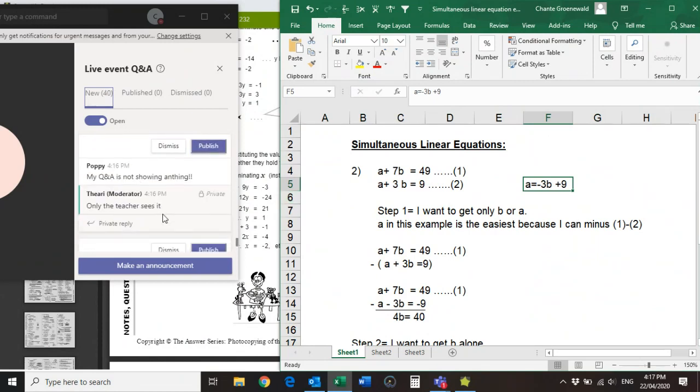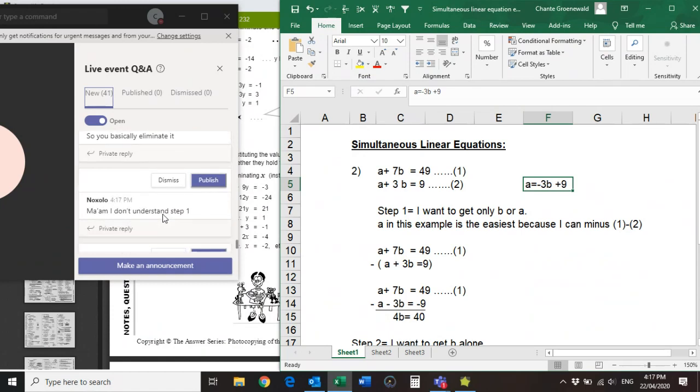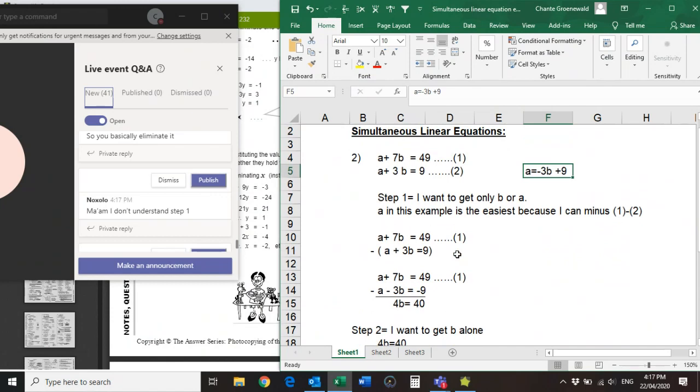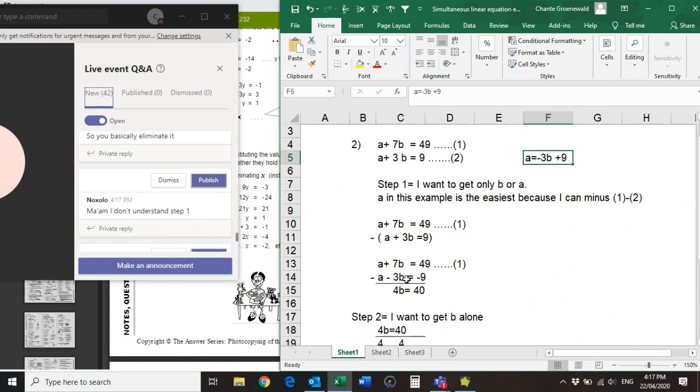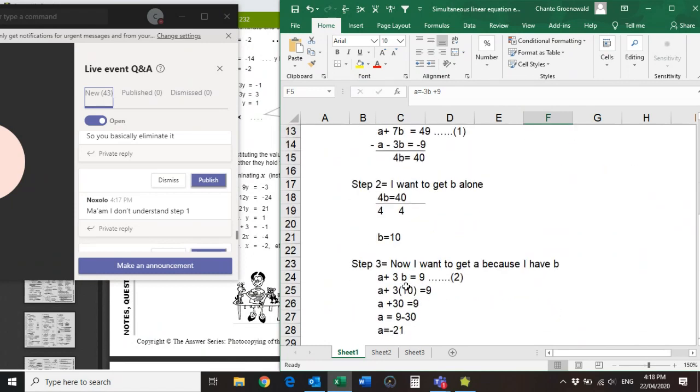Hi, Poppy. Yes, horse crazy, so you eliminate one unknown. Noxolo says she doesn't understand step 1. Step 1 is basically, you say, I want to get A's answer and B's answer. So how do I do that? First of all, I need to get one unknown away because currently I have two unknowns. So step 1 is to try and get one unknown alone. Now I've decided I want B, so in order to do that, I have to eliminate A just to get B. And then I go and get A's answer.